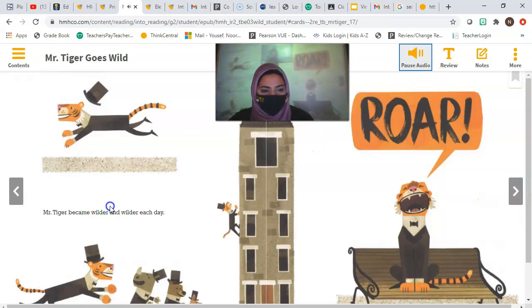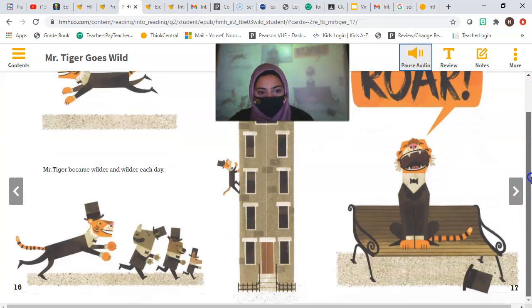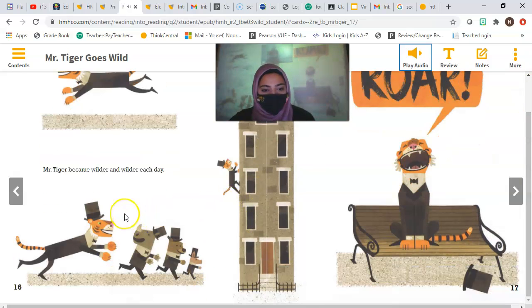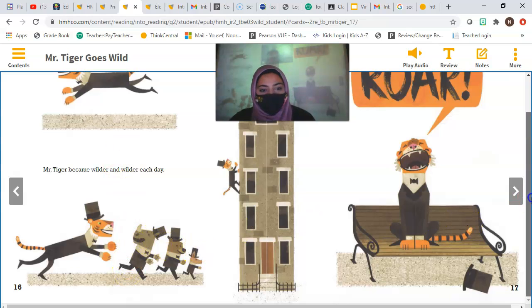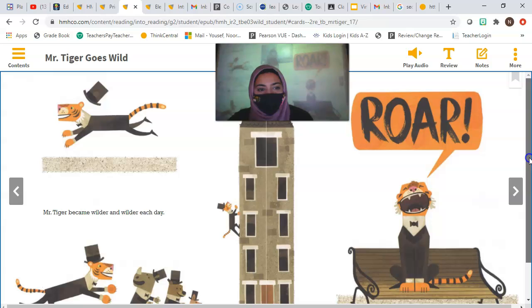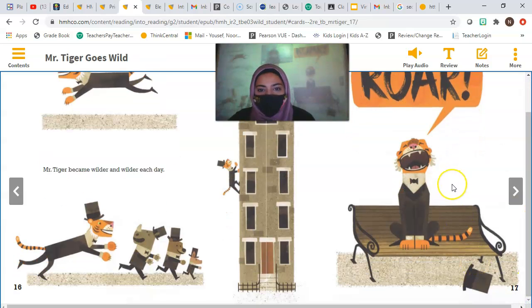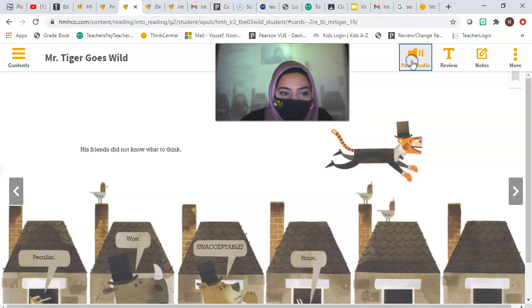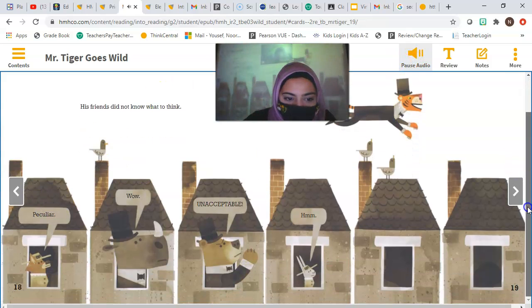Mr. Tiger became wilder and wilder each day. Roar! Look, how is he being wild here? What is he doing? He's chasing the rhino and the bear and the pig. And they're running, right? And here he's jumping and pouncing. And here he's roaring in the park. His friends did not know what to think. Peculiar. Wow. Unacceptable.